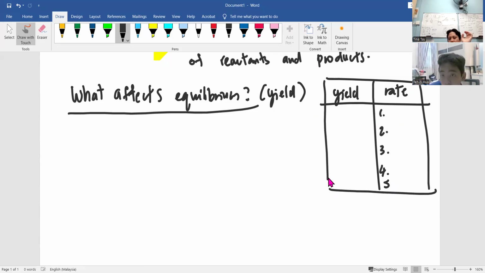Concentration, temperature, pressure, catalyst, particle size.